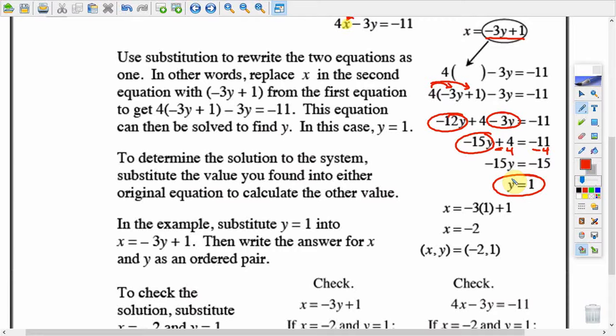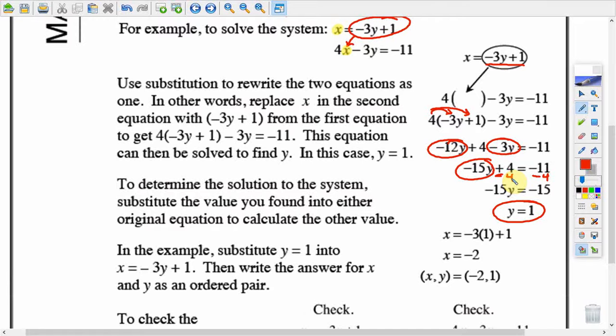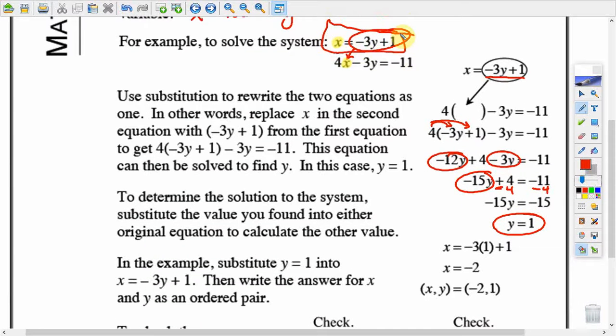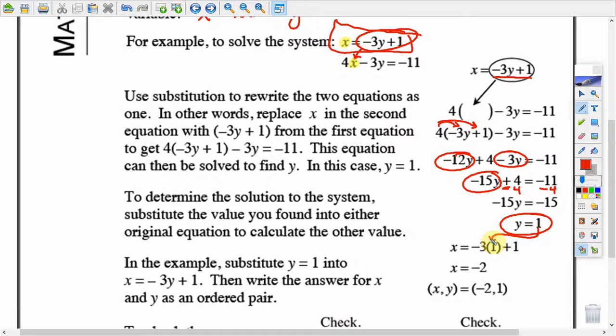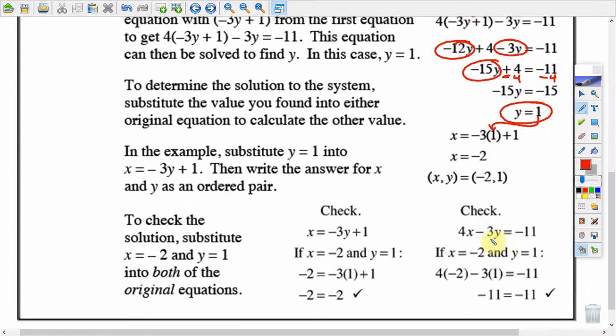Remember, after you've solved for one of the variables, you need to go back and solve for the other variable. So you're going to go back to your original equation, which was right up here. Oops. X equals negative 3y plus 1, and you're going to substitute in again the 1 for the y this time. Scroll down here.